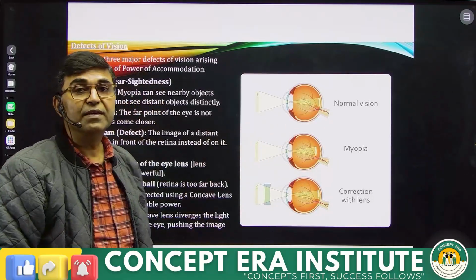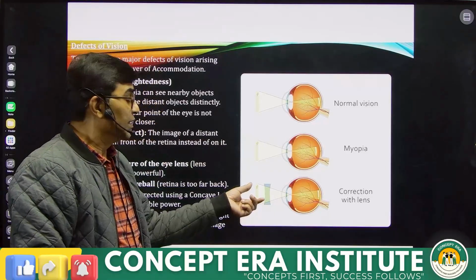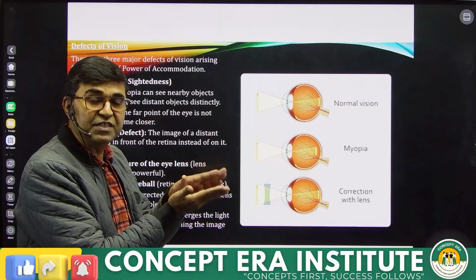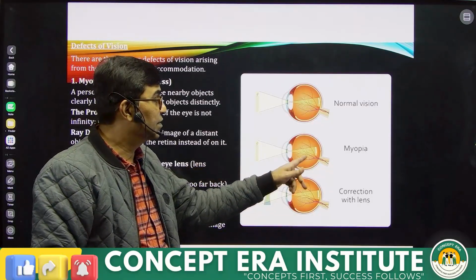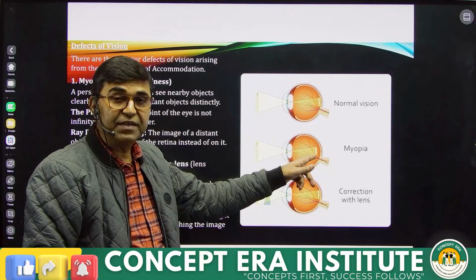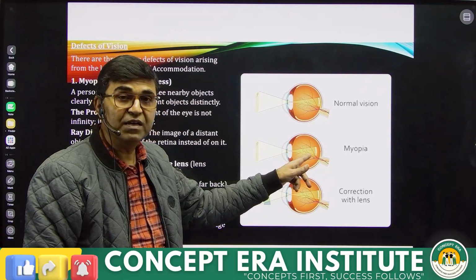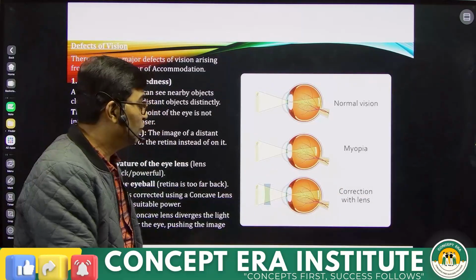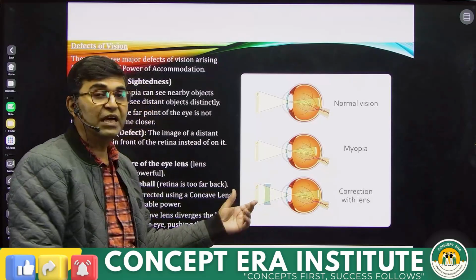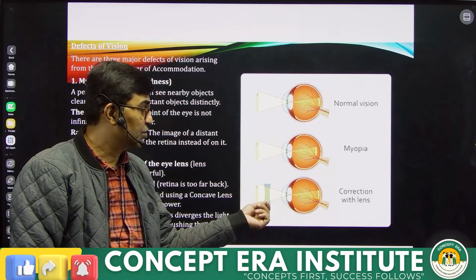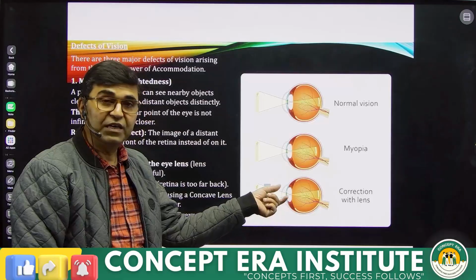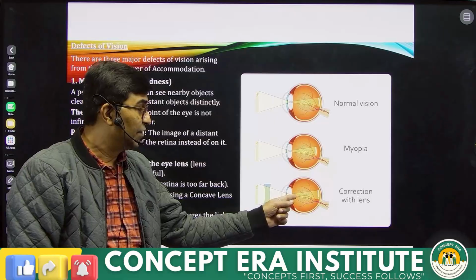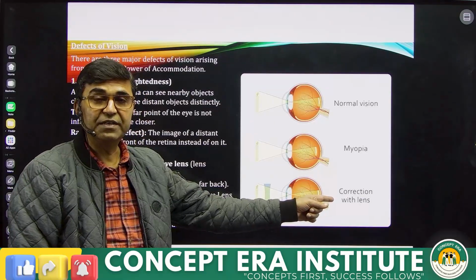What is the correction? If we are able to diverge the light entering the eye slightly, then instead of converging at a point in front of the retina, the rays will converge at the retina itself, and we will be able to see the object clearly. So we will use a concave lens, or a diverging lens, as a correction, so that the convergence of the light rays is slightly decreased and the image formation takes place at the retina itself.